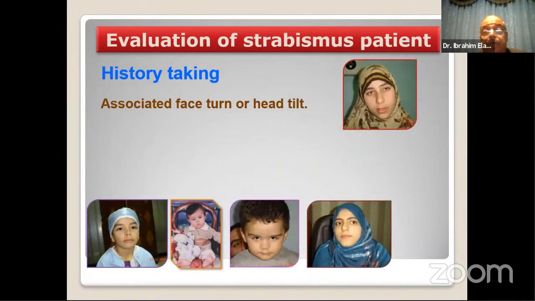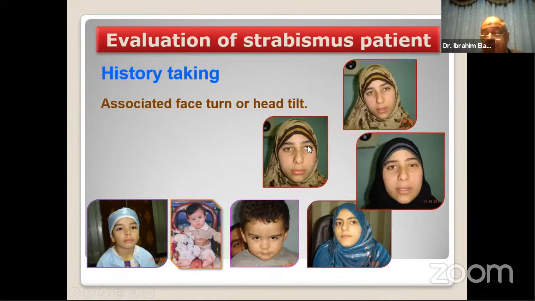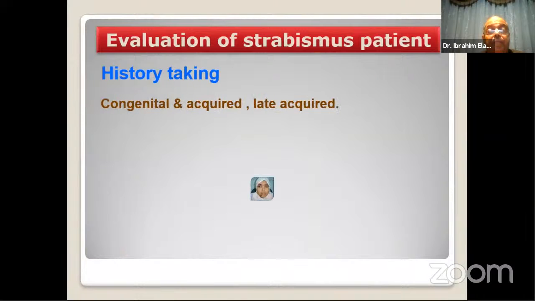Is it associated with face turn or head tilt? Sometimes we see these cases. This is a case of head tilt to the right. This is a chin elevation due to null point nystagmus. This patient, a very small child, has the typical head tilt of superior oblique palsy, V pattern esotropia, and null point nystagmus. When we straighten the head of this patient, there is hypertropia of the left eye. This is a case of left superior oblique palsy, and this is after treatment, after surgery.